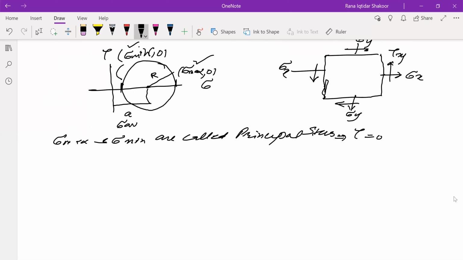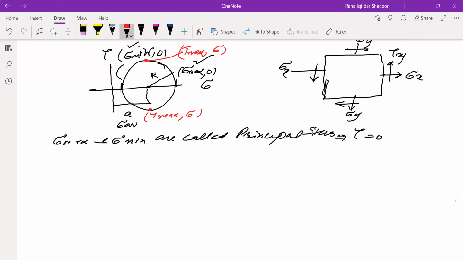But when tau is maximum, for example at this particular point, tau is maximum, right? At this tau max value, it would have some value of sigma, it will not be 0, right? And tau max will be equal to the radius. So you can directly calculate tau max if you know the radius. So tau value will be maximum over there, right? So fine. Now we have discussed two things.